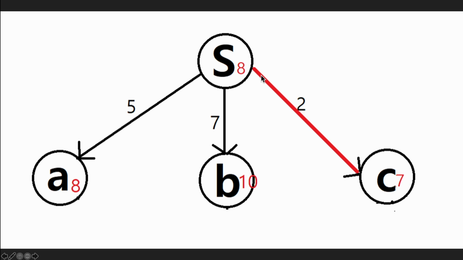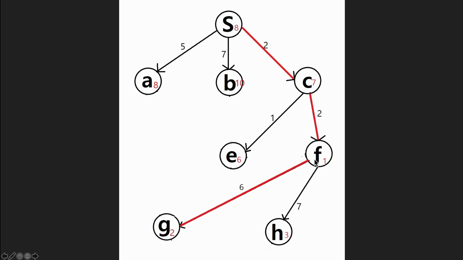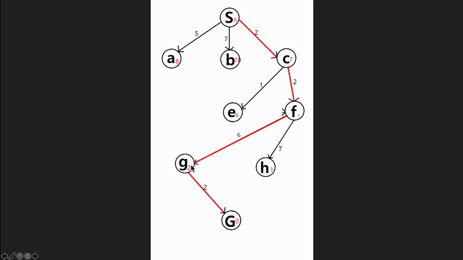So we start off, we visit S, and then we visit C because 7 is less than 10 and 7 is less than 8. Keep going deeper, visit F because 1 is less than 6. Visit G because 2 is less than 3. And we visit the goal node.